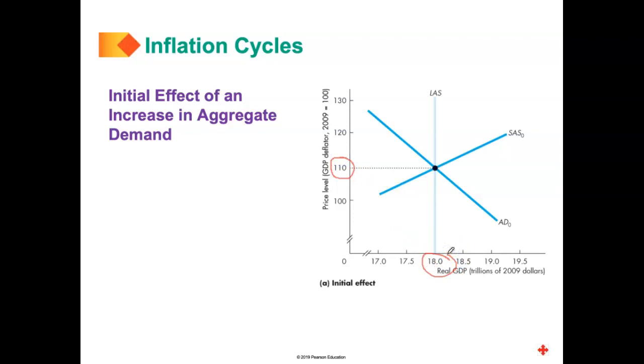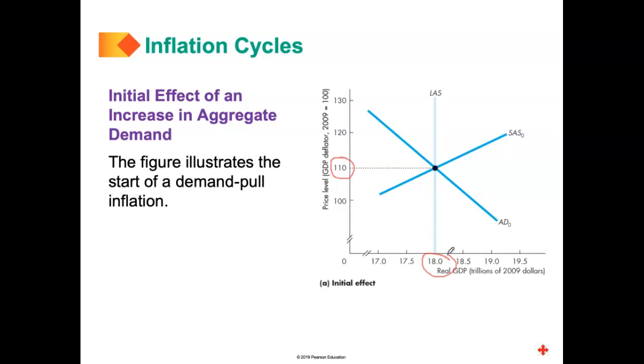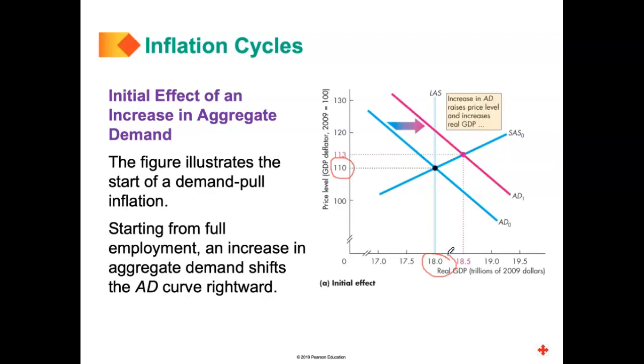Now let's see how aggregate demand causes a demand pull inflation. If aggregate demand increases, that will be a rightward shift of the aggregate demand curve. All the factors I mentioned earlier will cause aggregate demand to increase.